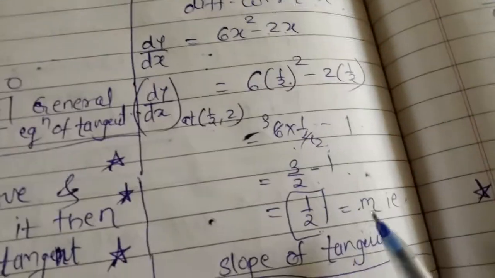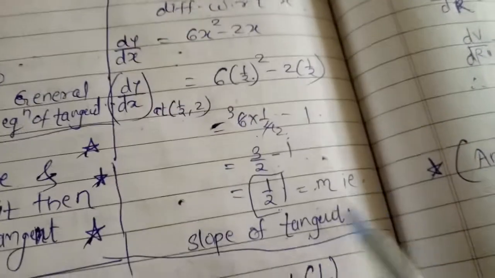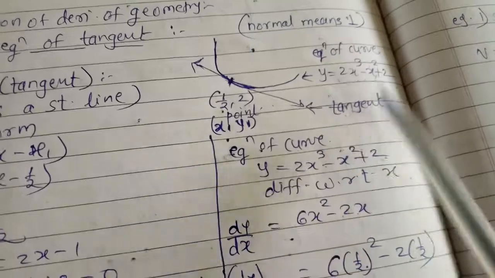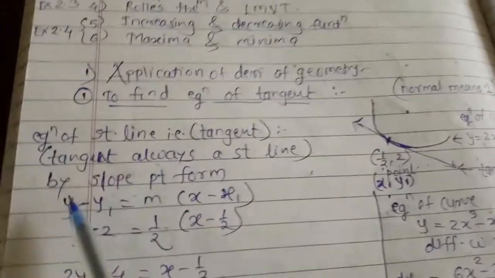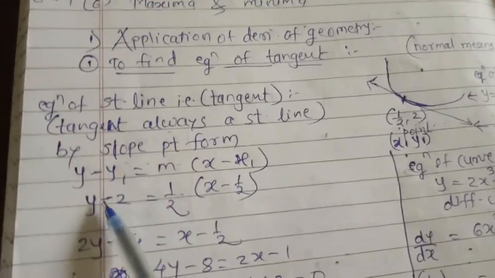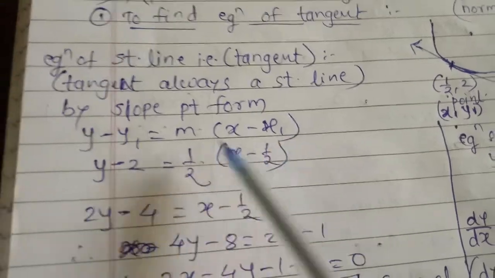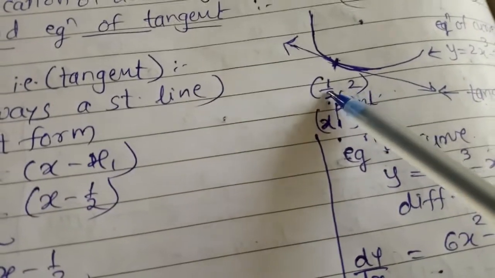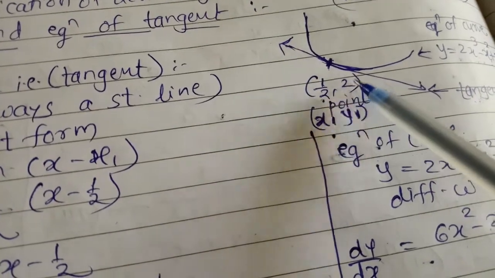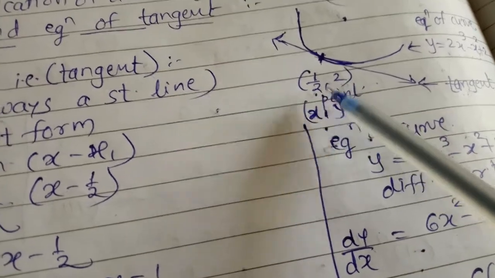So this is one of the most important concepts. So here we have got the slope of the tangent. We have the slope, and we also have the point. So the slope of the tangent is there and there is a point. So we are going to use the slope point form. You know the slope point form, that is y minus y1 is equals to m into x minus x1. So what is x1 y1? The coordinates of that point are x1 and y1. So y1 is 2 and x1 is half.